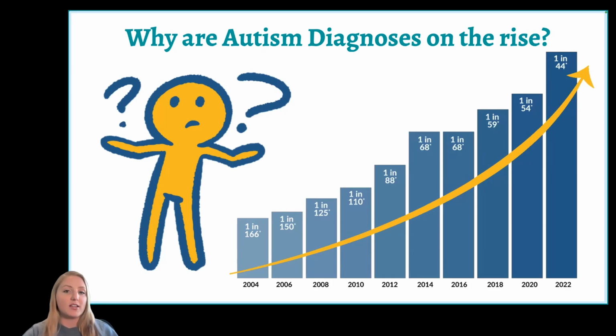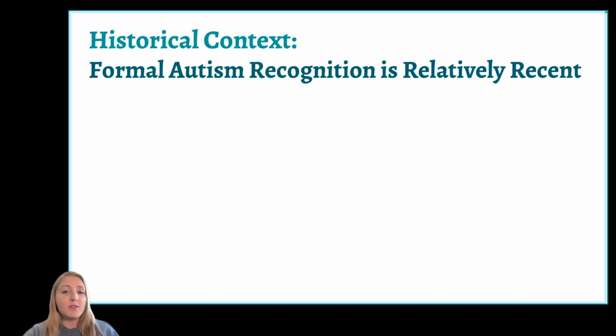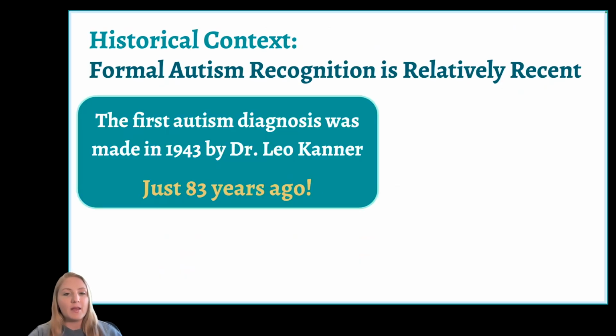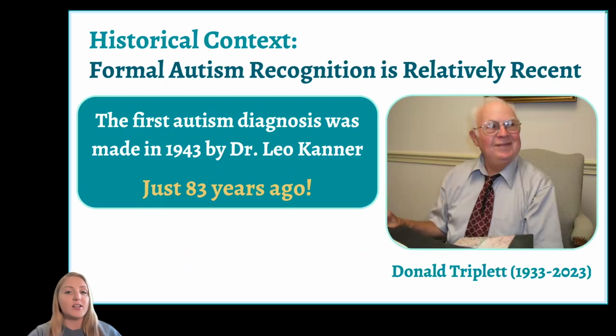There's a number of factors that contribute to this rise. The first has to do with the historical context. Although we're pretty certain that autism has existed throughout the course of human history, the formal recognition of it is very recent in the grand scheme of things. The first person ever diagnosed with autism was Donald Triplett, who was diagnosed in 1943 by Dr. Leo Kanner. Donald received his diagnosis just 83 years ago, and he unfortunately passed away about 3 years ago.